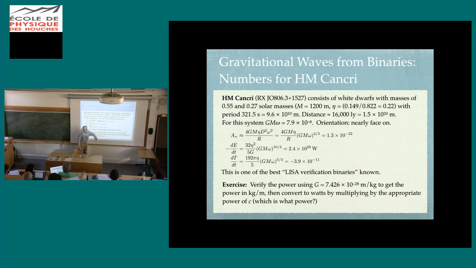And it's radiating 10 to the 28 watts, which is comparable to the energy radiated by the sun in electromagnetic radiation. That's a lot of gravitational wave energy coming off of that. And yet the rate of change of the period is basically 4 times 10 to the minus 11, so 40 picoseconds per second. Okay, so it's not changing all that much. A lot of energy to radiate is what that means.